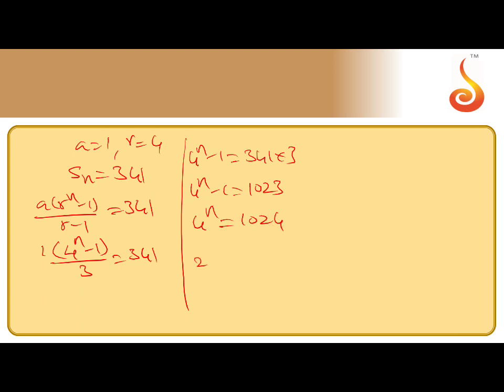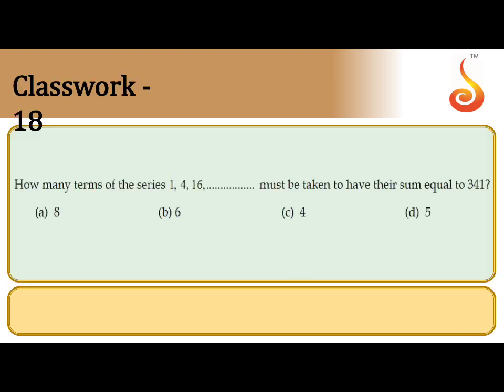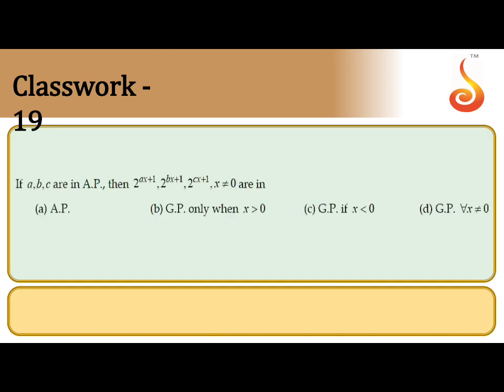So here 4 power n is 2 power 2n. This is 2 power 10. 2 power 10 is 1024. So the bases are the same, equating powers, the value of n is 5. I hope this is clear. That is the answer for this question: n equals 5. Next, check the answer. Option D is correct. Next one.